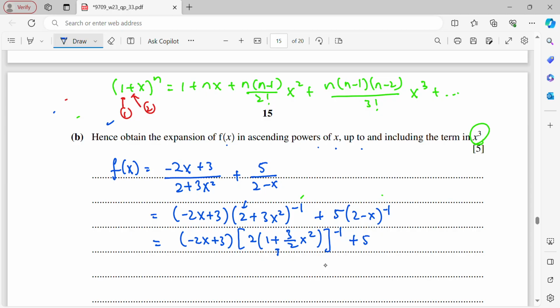Then now, plus 5. Here is 2, I have to factorize a 2. Then it becomes 1 minus x over 2 to the power of negative 1. Again, now the minus cannot be accepted. What to do is we change it to plus and minus. So I rewrite, this is going to be plus, after that minus.